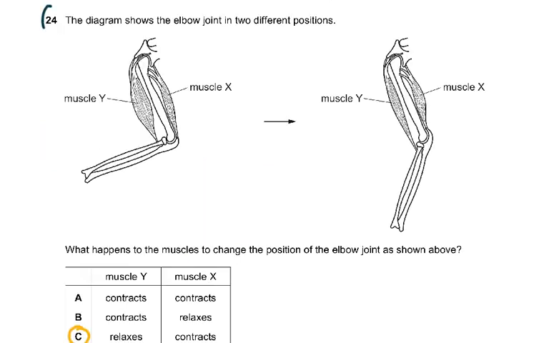Then, coming to question 24, the diagram shows the elbow joint in two different positions, muscle Y and muscle X. Now, muscle Y is the biceps muscle, as you know, it is the front of the arm. And muscle X would be the triceps, which is to straighten the arm. Now you can see how they have changed it. This is the arrow which is in this direction. So you sort of bent your arm. Now you're straightening your arm a little bit.